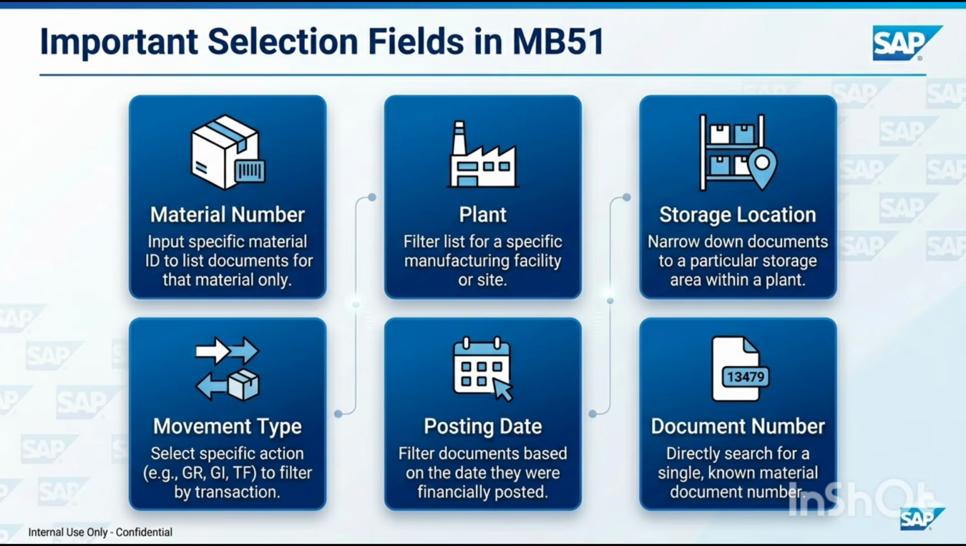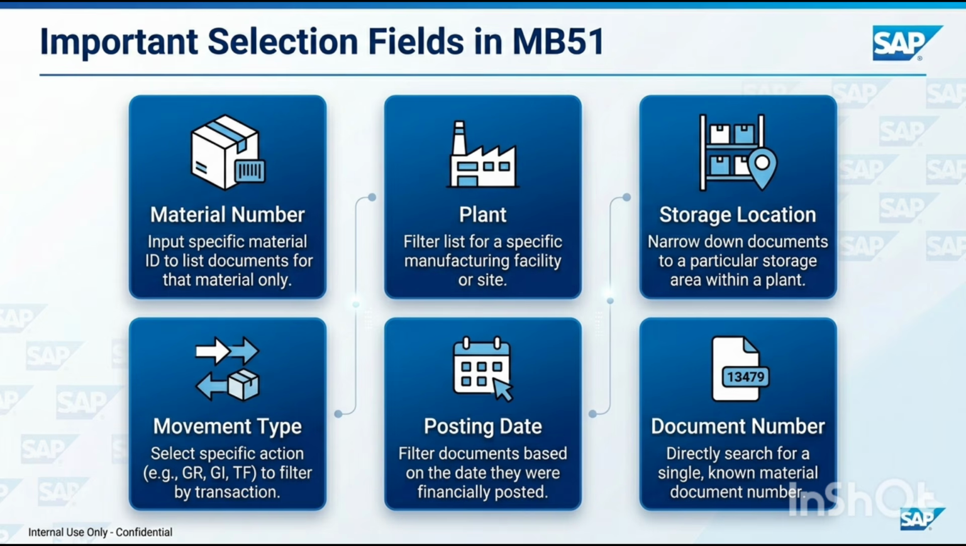So moving forward to selection fields. After entering MB51, you will see the selection screen. This is where you define what data you want to see. So you can filter by material number, plant, storage, that I have already explained.